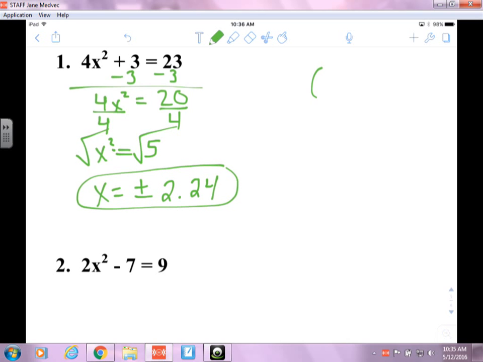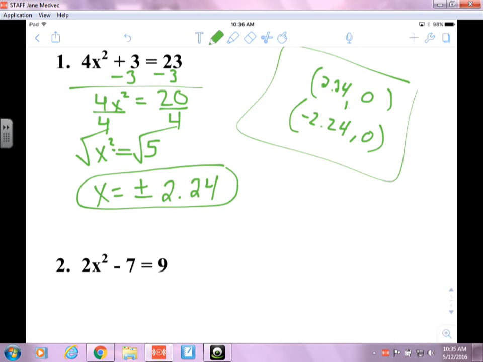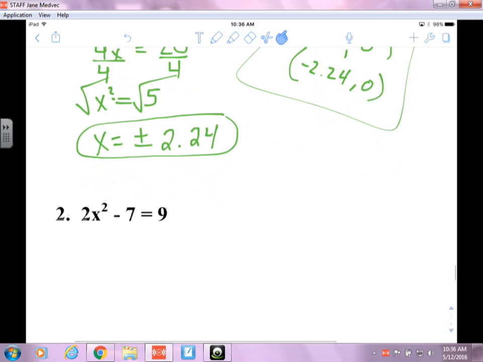And if you wanted to put it in ordered pairs, you can, because there's 2 of them. It's 2.24 and 0, and negative 2.24 and 0. And we use this in geometry, guys. We use this. So it's really important you know how to do it. Are there questions on this one? All right, let's go to the next one.